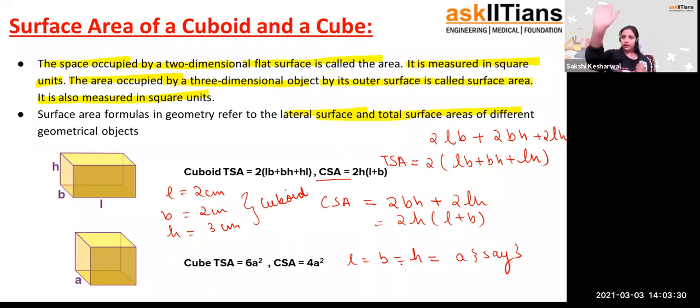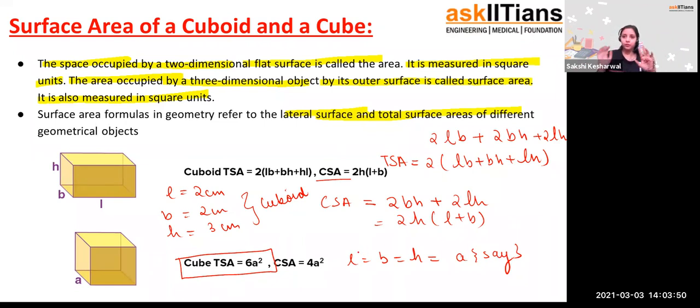The front will be A into A, A square. And the back is also A into A, A square. So how many times have we added A into A? That is 6 times. So the TSA of a cube is 6A squared, right?